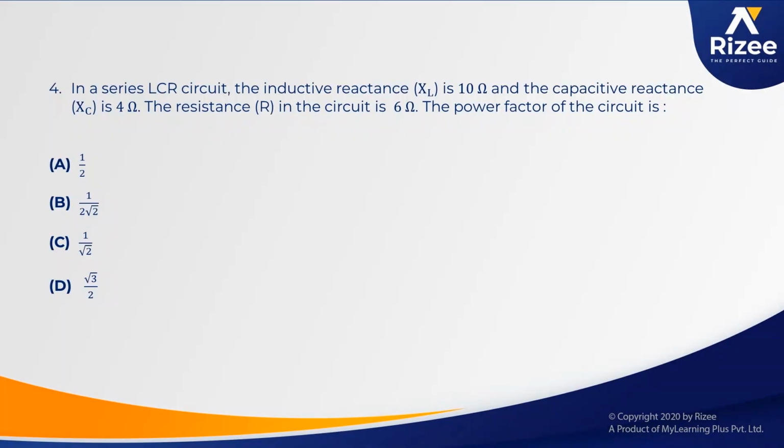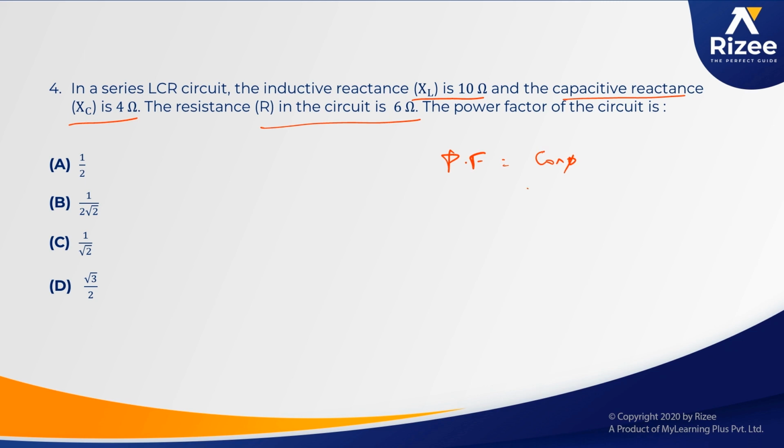Now coming to the type of the question: in an LCR circuit, the inductive reactance XL is equal to 10 ohms, and the capacitive reactance XC is given as 4. The resistance of the circuit is also given as 6 ohms. He is asking for the power factor. What do you mean by power factor? Power factor is nothing but cos phi.